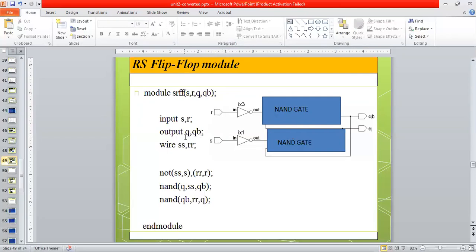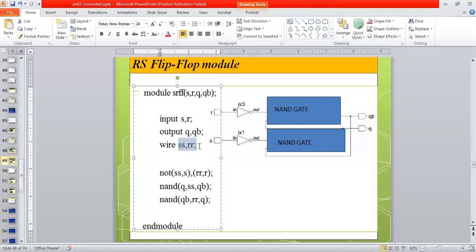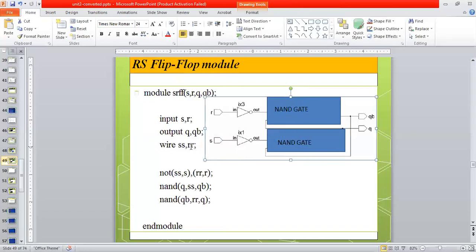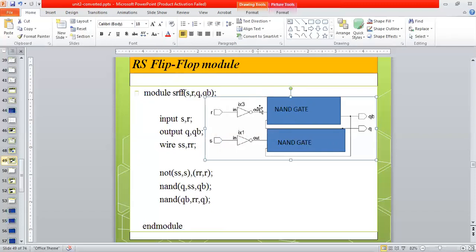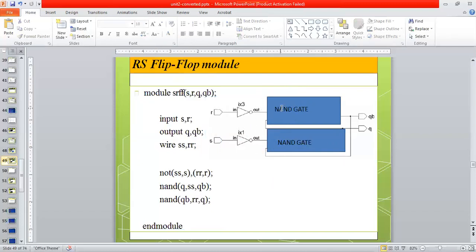Okay, friends. If you observe this, we have to find one common point. What is the common point here? Here I am defining the wires SS comma RR. What is a wire here? It is an intermediate connection between this gate and this gate. That intermediate connection can be represented as RR.